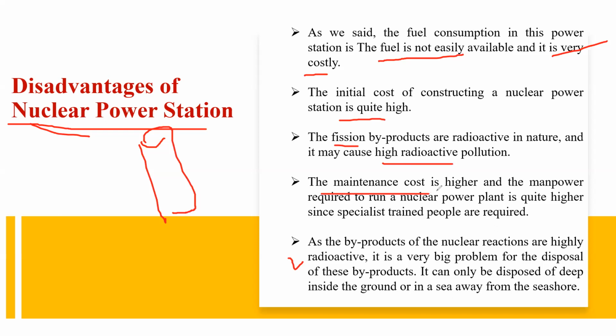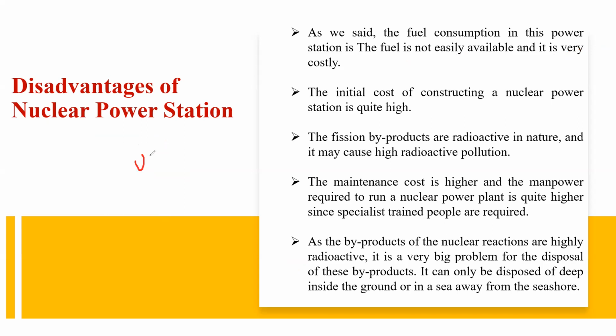Because as you know, we have to handle these nuclear chain reactions. These chain reactions are very dangerous, because continuous nuclear fission happens in this plant. So to control or stop these nuclear chain reactions, we require skilled power. So this is one of the disadvantages, that we require very highly skilled workers in the nuclear power stations. So these are some disadvantages with respect to nuclear power stations.